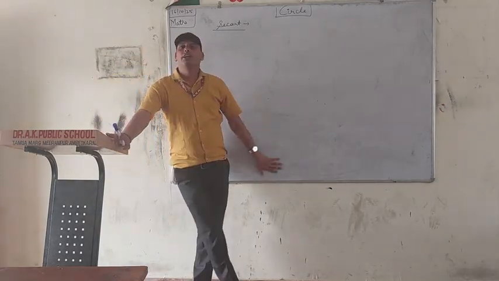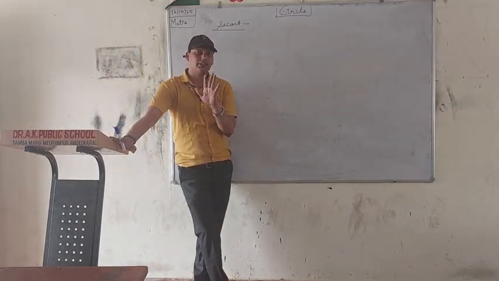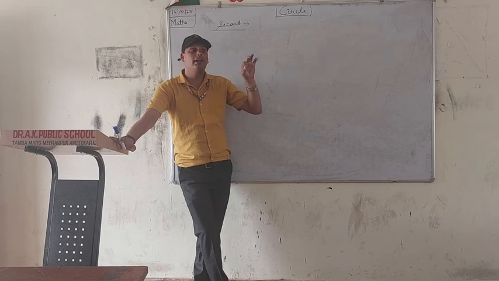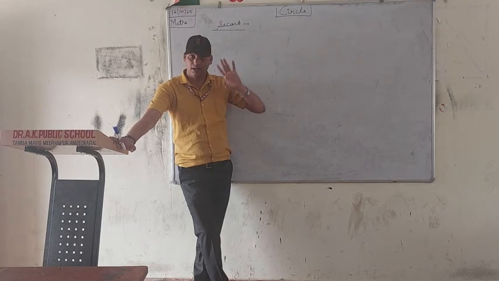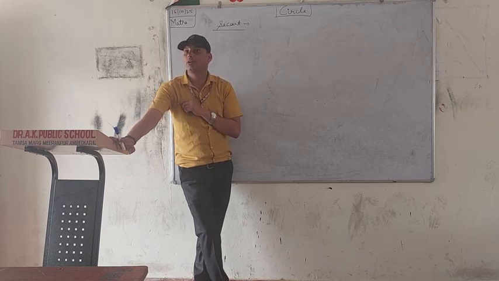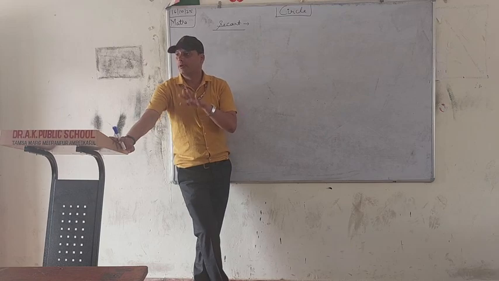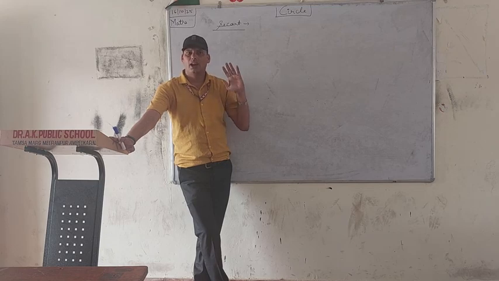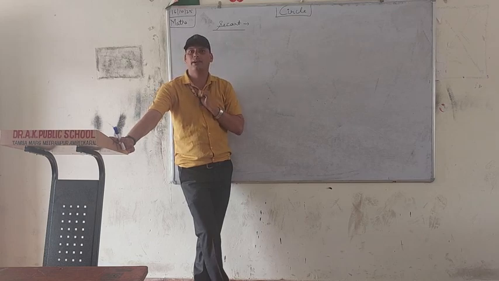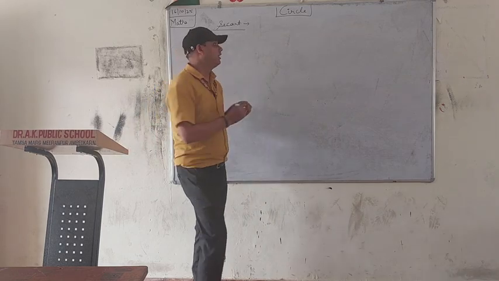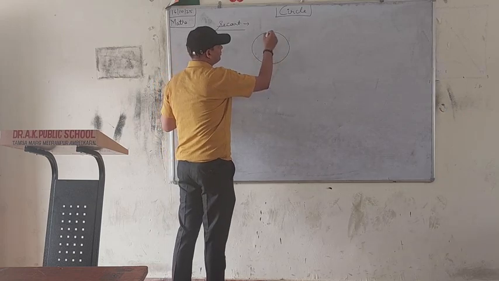What is a secant? Listen, in the tangent we discussed that it is a line passing through the circle at only one point. A line intersecting the circle at only one point was the tangent, right? But for the secant, it is a little bit different. It is a line intersecting the circle at 2 different points.